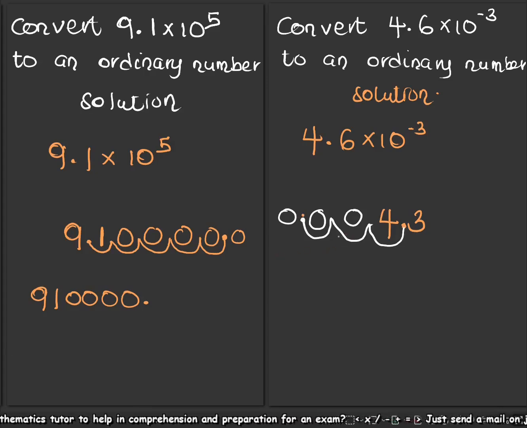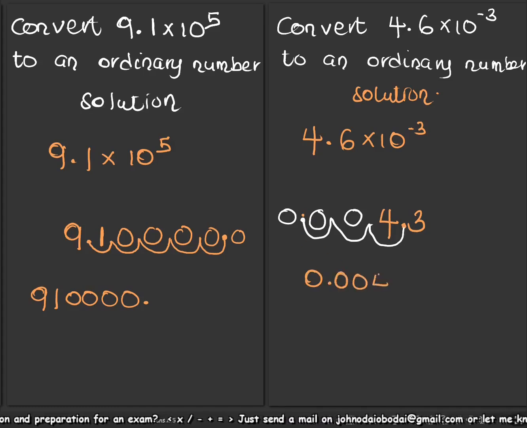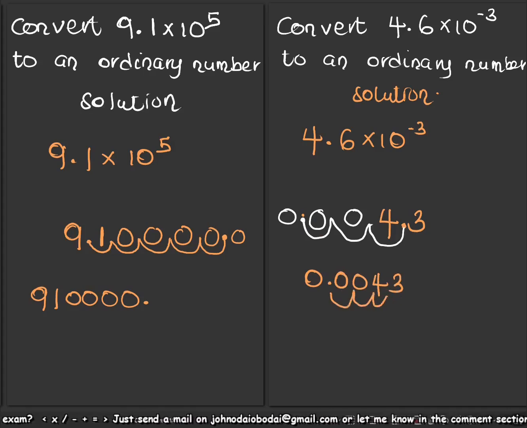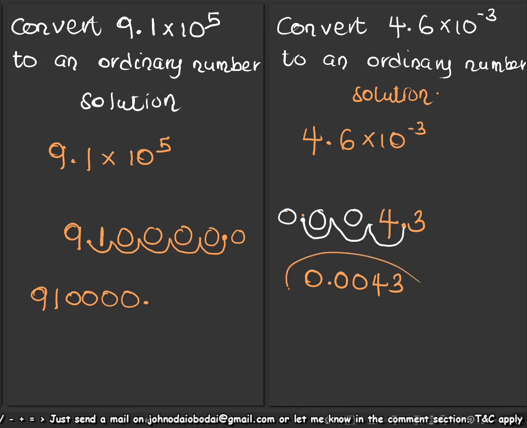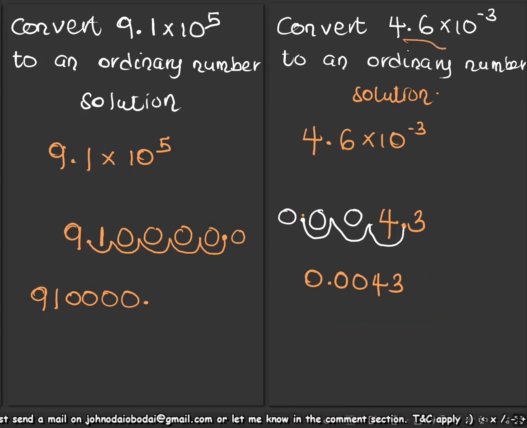You see. Now if you have to rewrite it, we now have a 0, then point, 0, 0, 4, 3. You see the decimal point from here, 1, 2, 3, has come to be here. So this will become an ordinary number of this standard form over here. So this is it on standard form conversion.